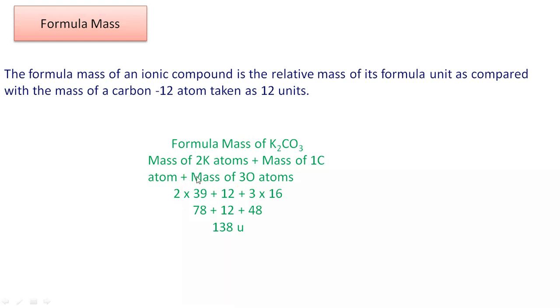So see, 2 as it is, for the mass of 1 potassium atom, that is 39, plus the mass of 1 carbon atom, that's 12, plus 3, because we have 3 oxygen atoms, multiplied by the mass of 1 atom of oxygen, that is 16. Then that gives us 138 units. So the formula mass, this is the same as molecular mass, but here the term is formula mass, and the formula mass of potassium carbonate is 138 units.